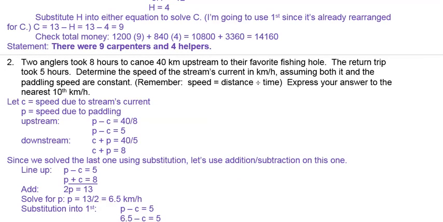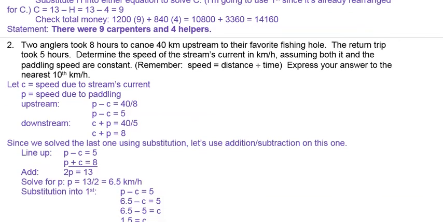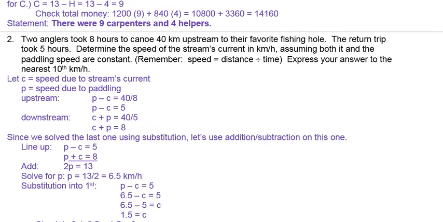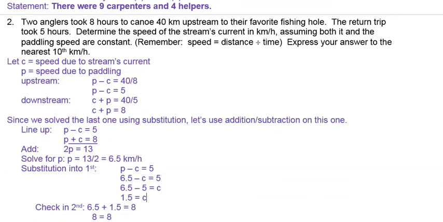So we get 6.5 minus C equals 5. I can move my C to the other side to make it positive, move my 5 to the other side so I can add like terms, so I can get my current speed. I can check that in my downstream total, right? They add up to get 8 equals 8. So I know I did things correctly.